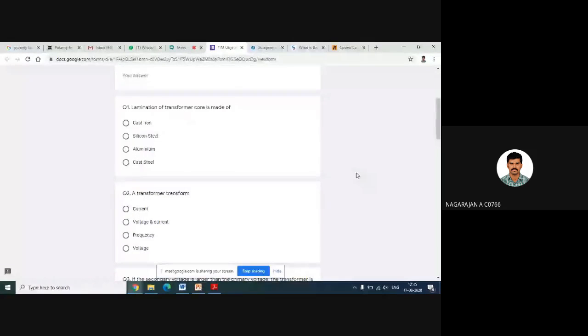So the first question of the first test: the lamination of transformer core is made of... All the answers may look similar: cast iron, silicon steel, aluminum, cast steel. We are obviously not using aluminum for any core design. Cast iron, silicon steel, and cast steel will give you confusion. Select silicon steel. Many of you answered this question, and very few answered aluminum. We are not using aluminum for core design.